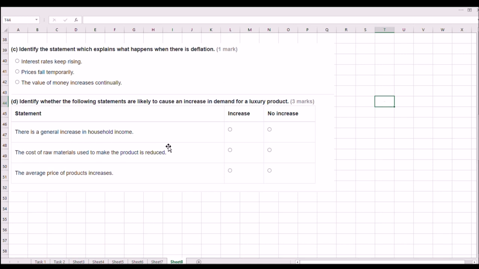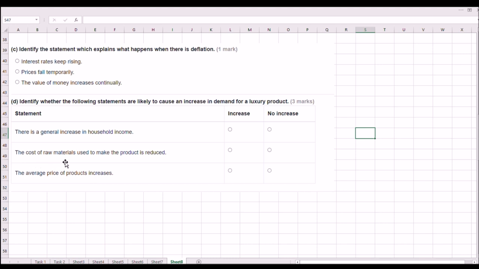There is a general increase in household income. Oh, there we go, increase. So I've got more money. We've spent our money on essentials. We've heated and lit the house, and we've had our food, and now we've got some money left over, so we go and buy a holiday. And the holiday we buy is a really nice one in the Caribbean or somewhere, rather than a camping holiday somewhere cold.